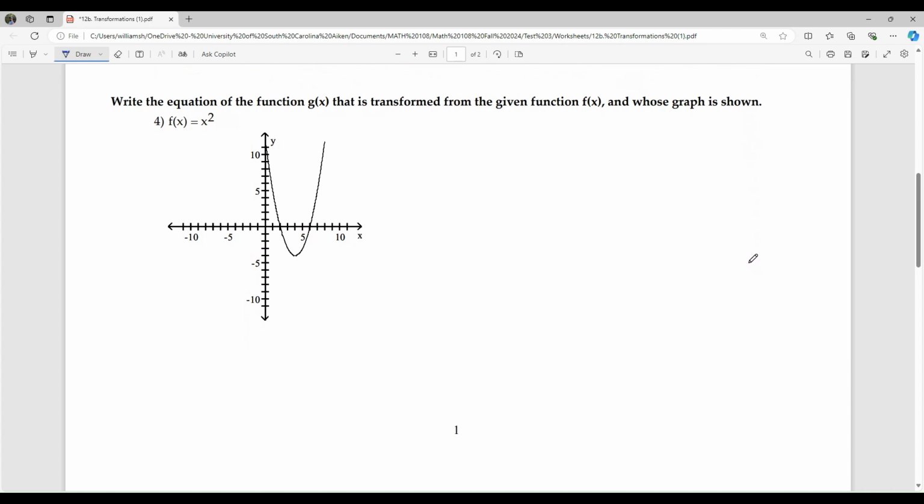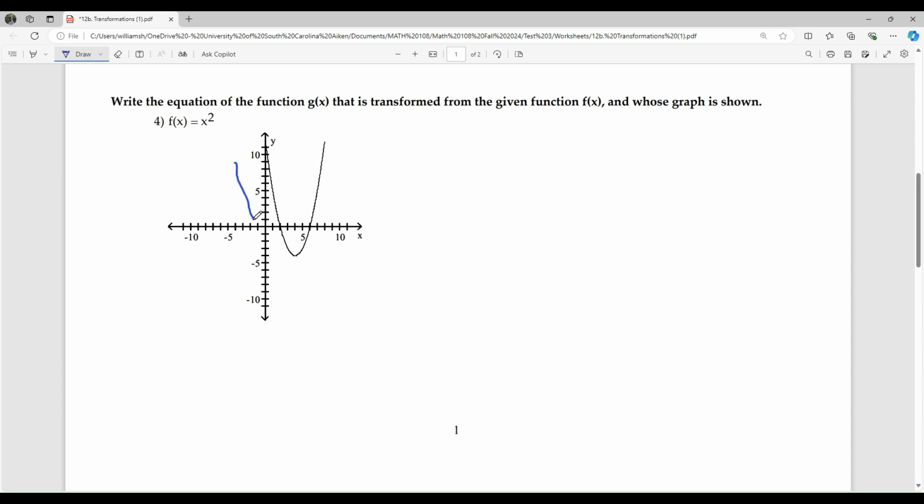All right, and number 4 here, it says write the equation of the function g of x that is transformed from the given function f whose graph is shown. Okay, now the f of x function, the original function, should be x squared. And just keep in mind that x squared is essentially a parabola centered here at 0. Now I did a god-awful job of drawing it there. Let's see if I can do a little bit better.